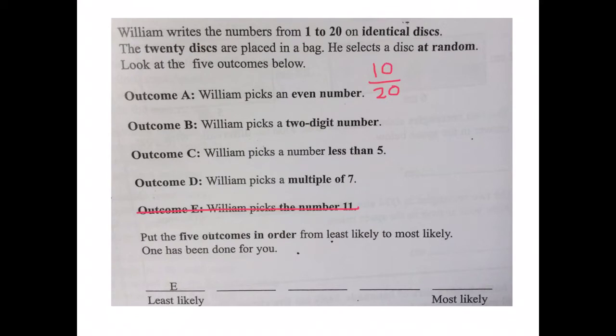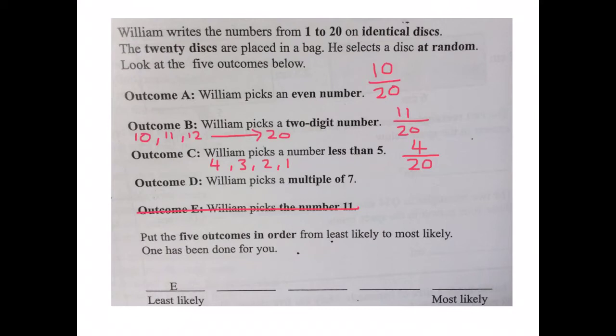Outcome B, William picks a 2-digit number. So we have the numbers from 10 up to 20, all the way through to 20, and that's 11 numbers. So of the 20, 11 have 2 digits. Outcome C, William picks a number less than 5. So again, there are 20 numbers, and numbers less than 5 are 4, 3, 2, and 1. So there are 4 of them.